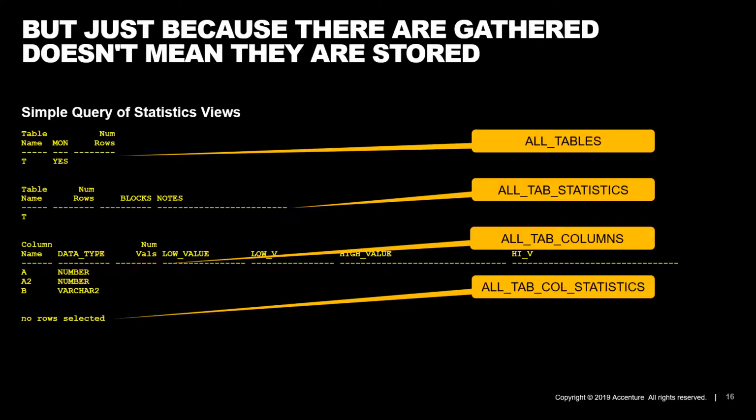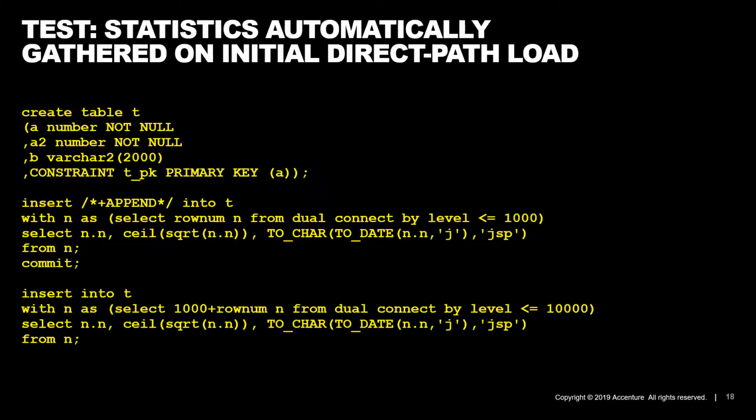I still got the line in the execution plan that says real-time statistics were collected, but because there were no conventional statistics, they were never stored in the data dictionary. So, if you want real-time statistics, you must collect normal statistics first. I'm going to do the test again.